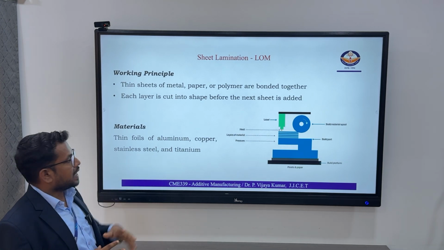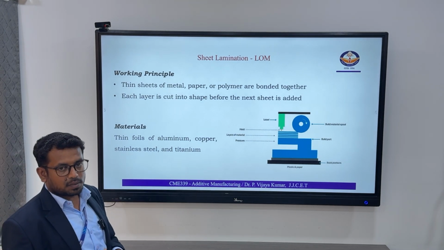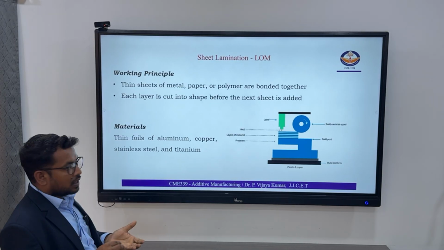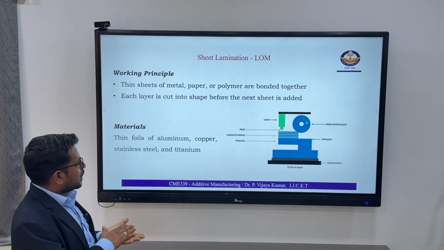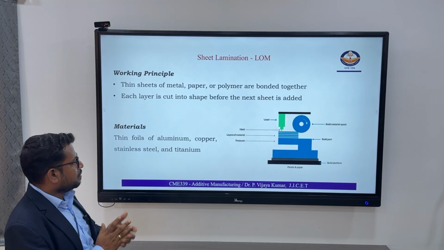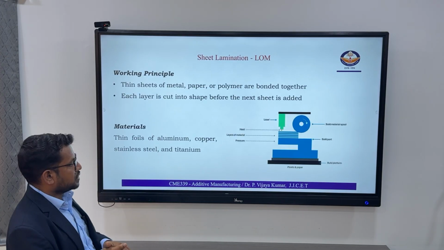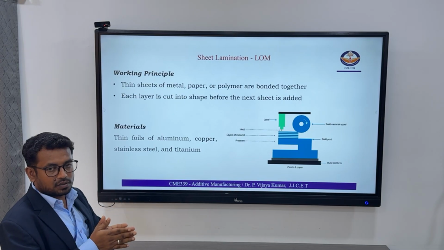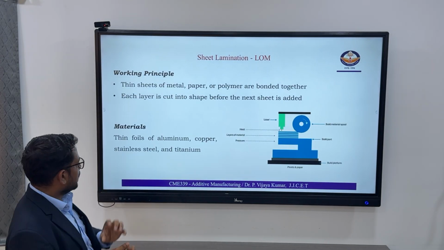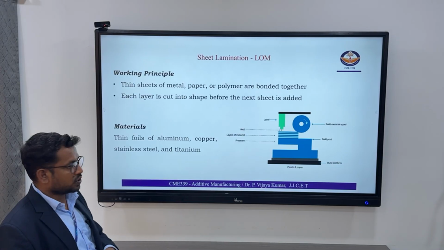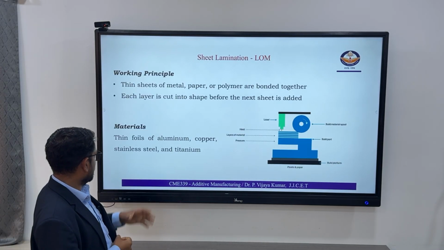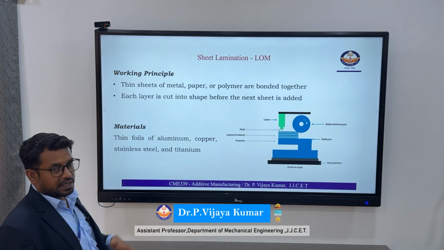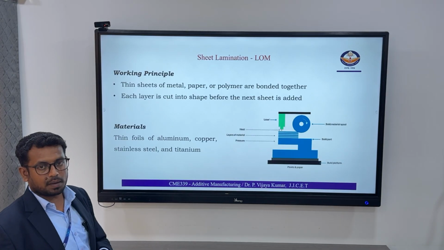The last technique is sheet lamination. The laminated object manufacturing is the main process that comes under this sheet lamination technique. Here the working principle is that thin layers of sheets are added one by one. So finally we can get bulk sheets as a single product. Wherever the part is required, we just limit the section and cut that section. So finally we can get a single product by using this type of additive manufacturing technology. Here also materials like thin foils of aluminum, copper and some other stainless steel and titanium materials are used in this type of sheet lamination technique.